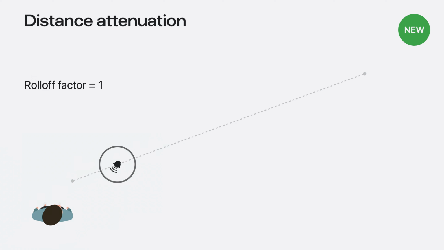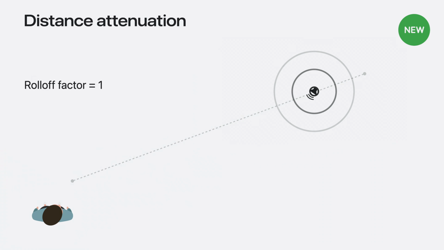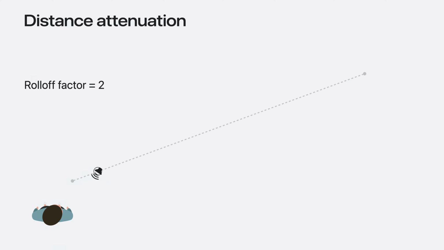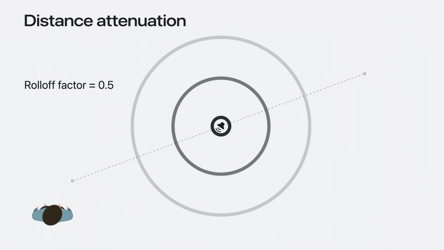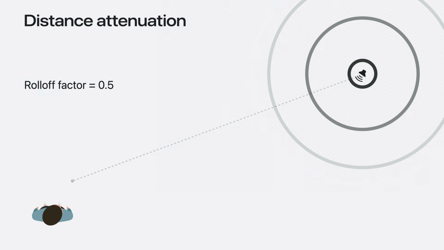A roll-off factor of 1 is the naturalistic default for spatial audio sources. Setting roll-off factor to 2 will cause sounds to attenuate twice as fast as natural. And a roll-off factor of 0.5 will cause sounds to attenuate half as fast as natural.